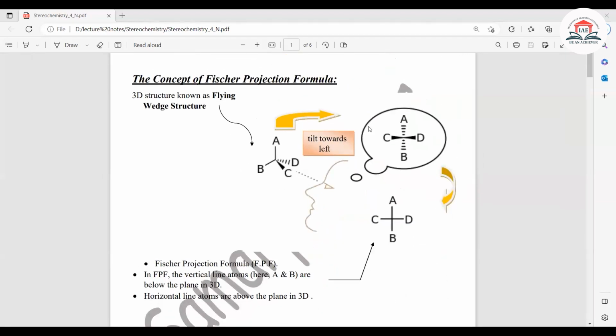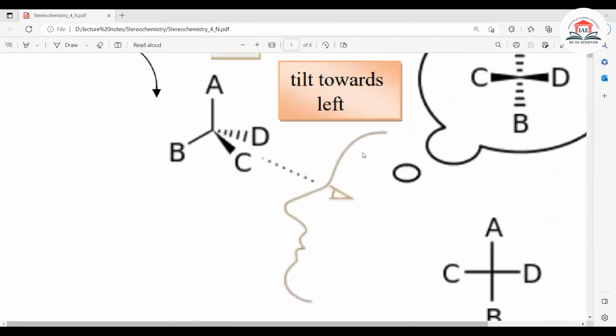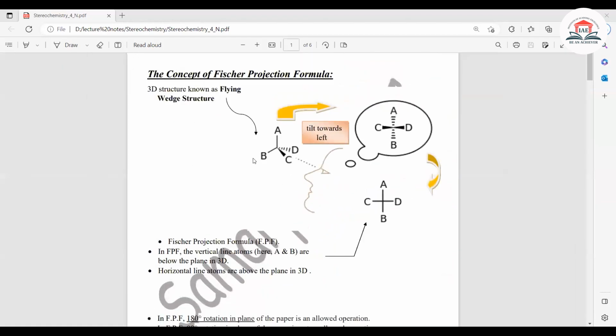And how will you draw the Fischer projection? This is the face which is actually looking at the molecule from this end. So imagine you are looking at the molecule with that face only. What will you see? You will see that C is lying on the right hand side and D is lying on the left hand side. And A is towards the top part, and B is going towards the bottom part.